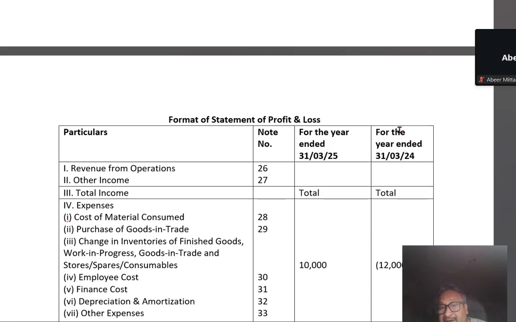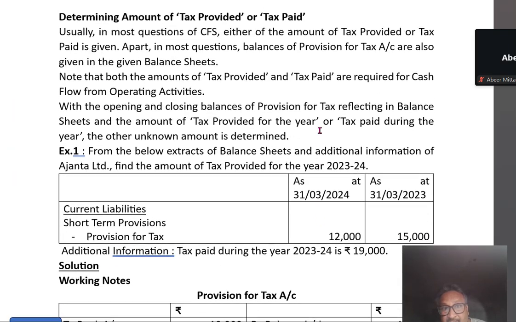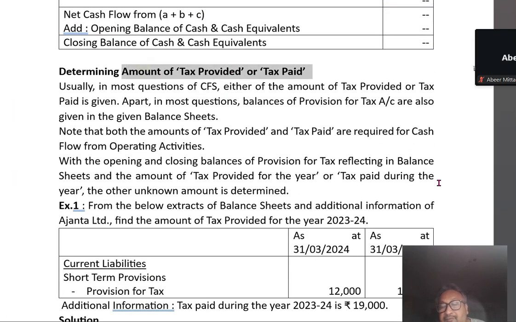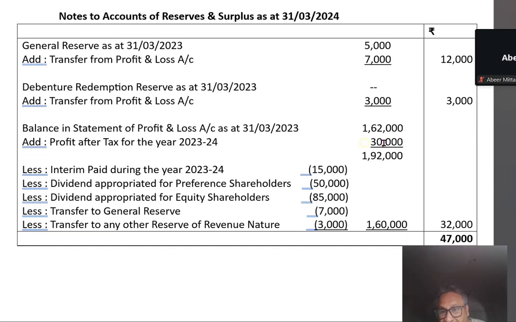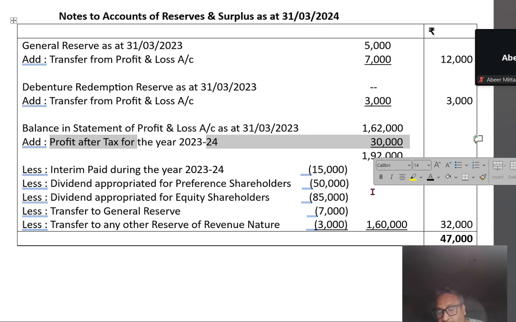And how will you find that tax paid during the year? That I have already explained here. Sorry, tax provided during the year. To this 30,000, that is profit after tax, you will add tax provided during the year, and with that you will get to know profit before tax.